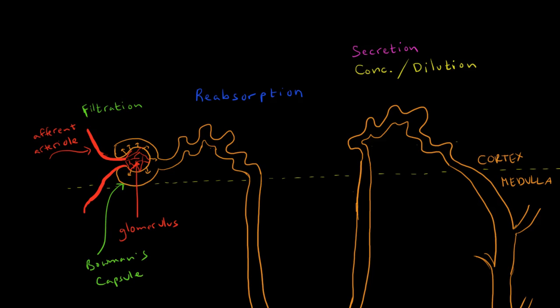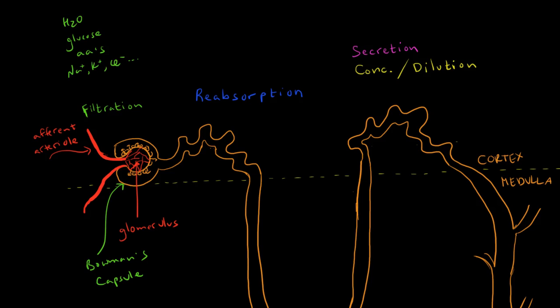And what kind of substances will be filtered here? Well, small substances. The reason for that is the Bowman's capsule is lined by a very tight layer of cells, which are only going to allow very, very small substances to pass through. So what will pass through, for example? Water will pass through. Glucose is small enough to pass through. Amino acids, I'm just going to abbreviate that, AAs. Ions will pass through, sodium, potassium, chlorine, etc.